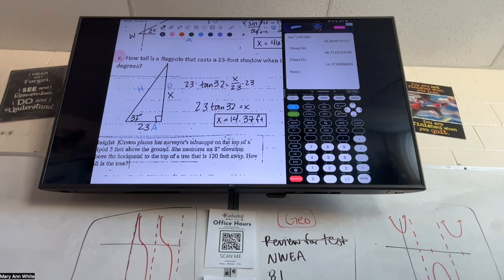Everybody feeling okay so far? You don't have to do it in person, because you already have the angle, so we know that we're doing tan of 32, so you should just do 23 and then normal tan 32. Okay.